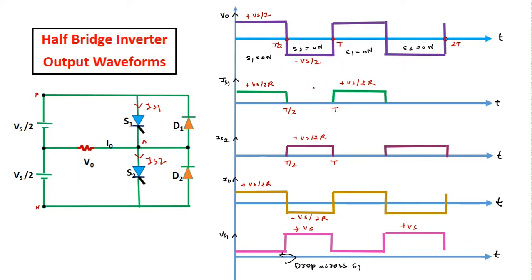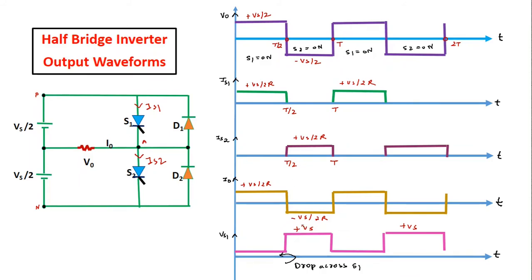Now what is the current through the S1 thyristor? Since it is in the off condition, the current through the S1 thyristor will be 0. Whereas in period 1, when the S1 SCR is in the on condition, at that time the S2 SCR was in the off condition. So at that time the current through the S2 thyristor will be equal to 0.